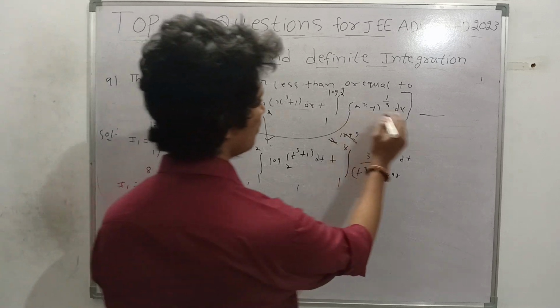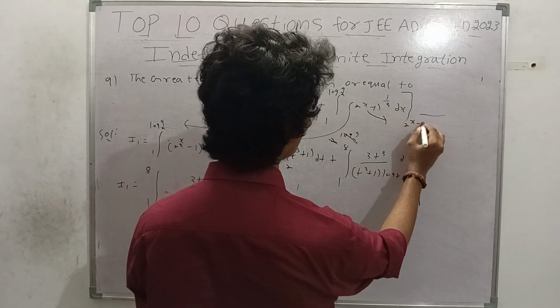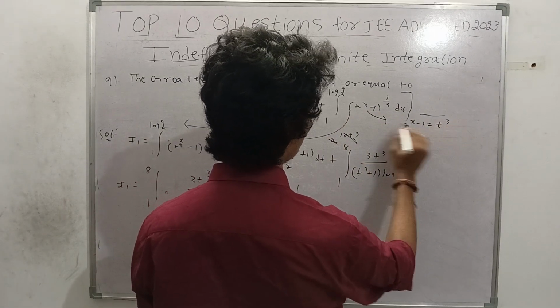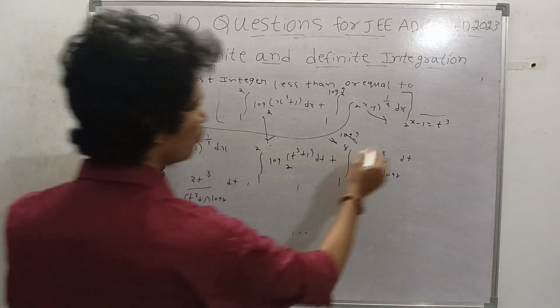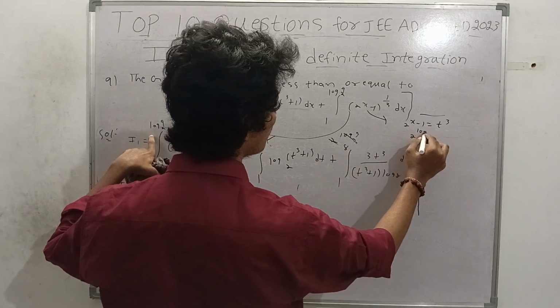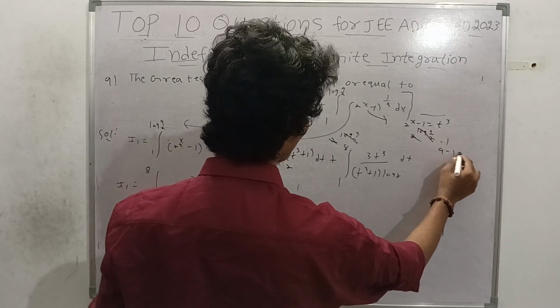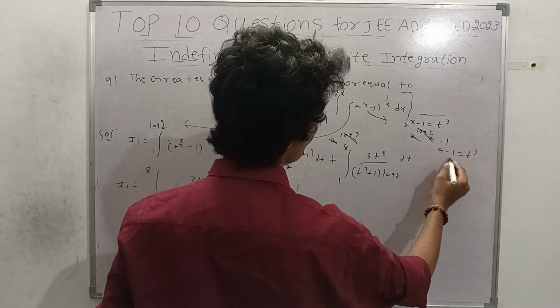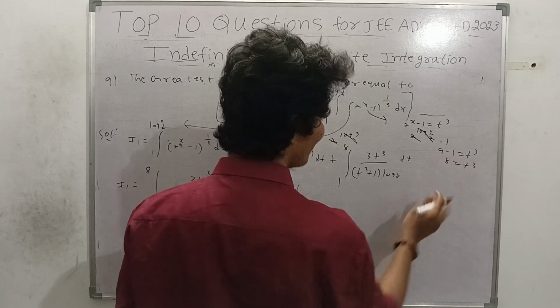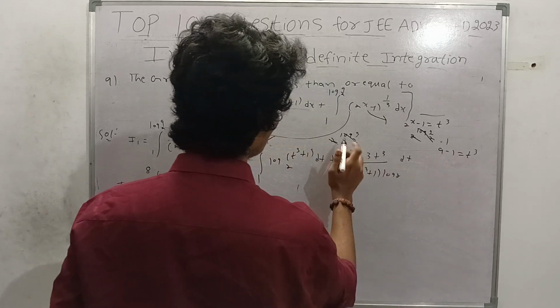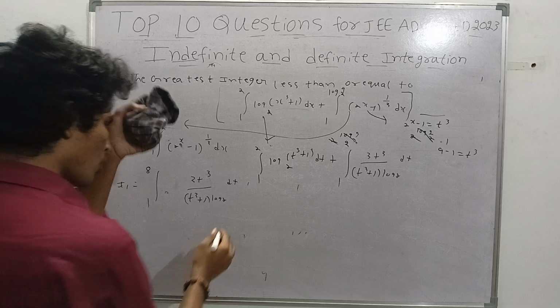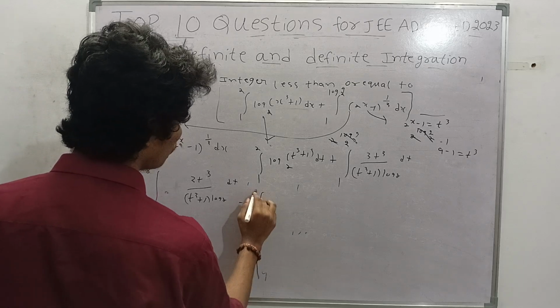One second, here we assume 2 power x minus 1 equal to t cube. When I substitute the limit log 9 by 2, 2 power log 9 by 2 minus 1, these two things get cancelled and I get 9 minus 1 equal to t cube, 8 equal to t cube. What is the value of t? It is 2, it is not 8. I don't need a mistake here.